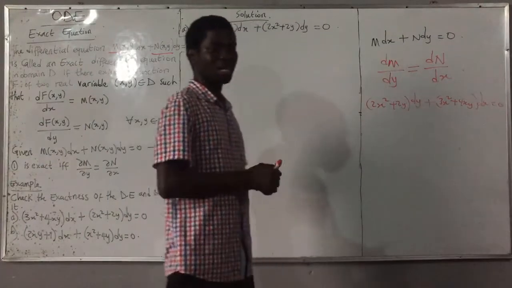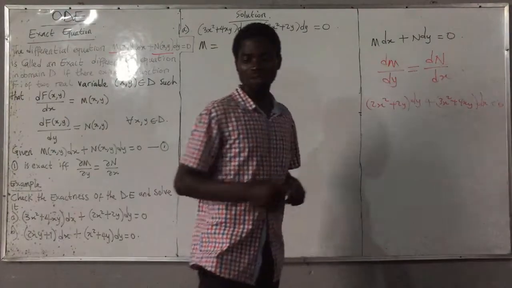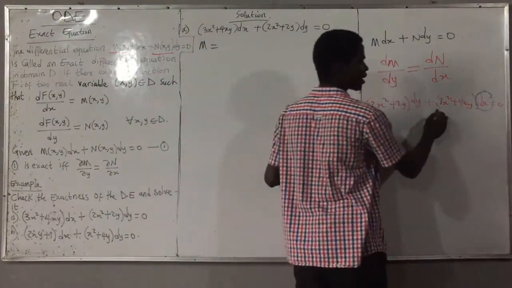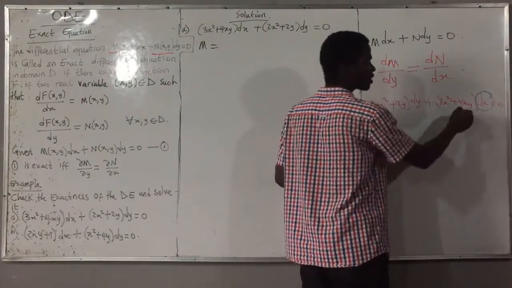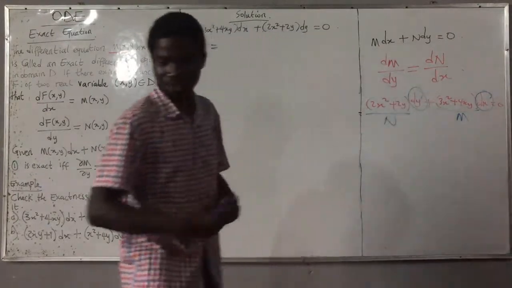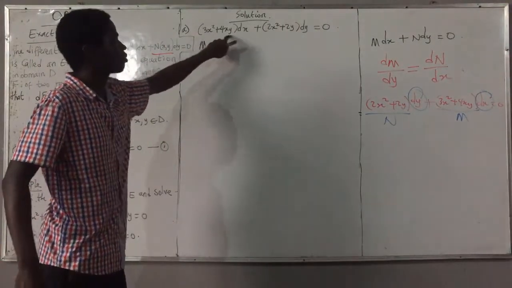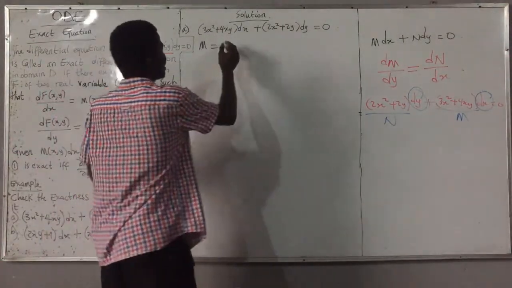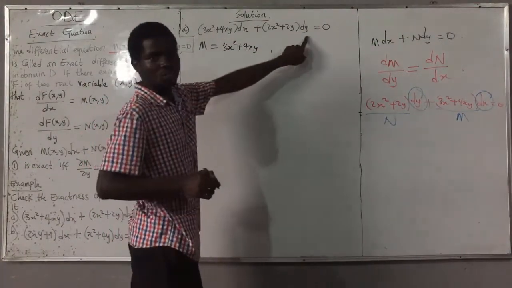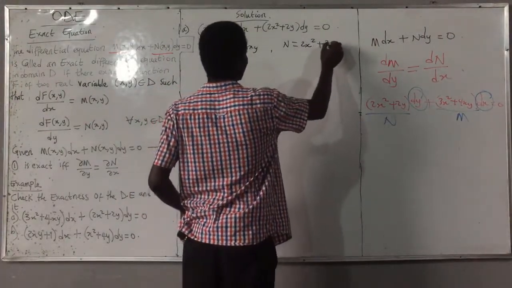Look at this one. How will you know M? Go and look for dx first. You need to first check for dx. This is dx. So the coefficient of dx is your M. The coefficient of dy is your N. So now go and look for dx. This is dx. So the coefficient of dx is 3x squared plus 4xy. And the coefficient of dy is N. N is 2x squared plus 2y.